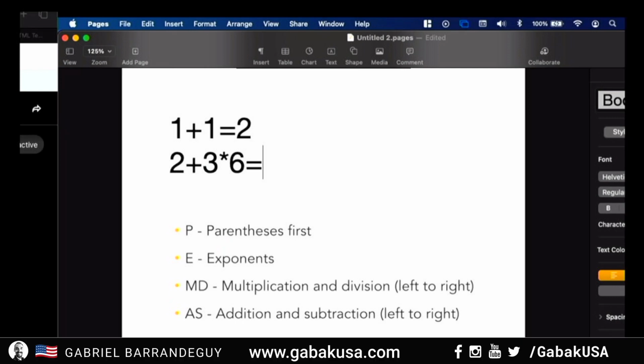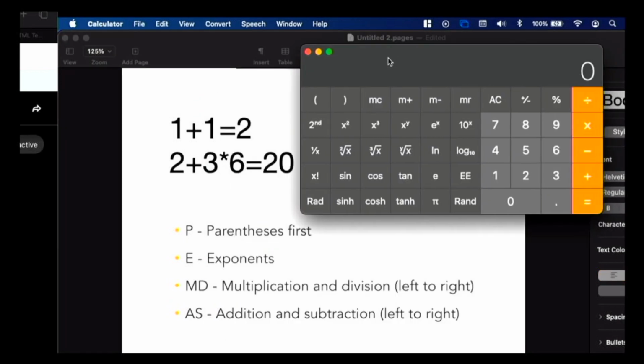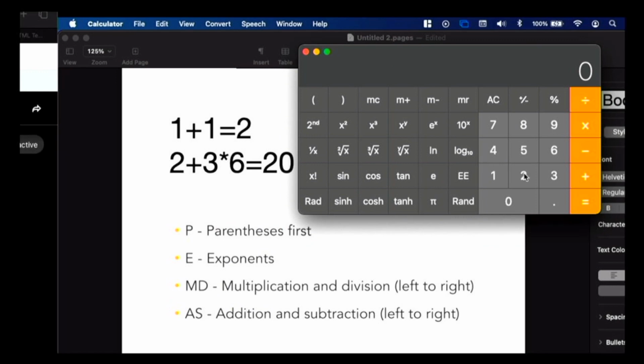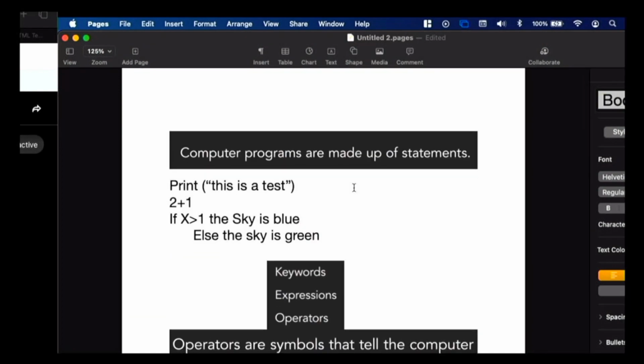I'm going to show you on the calculator on my Mac instead of my iPhone, so you can see this. We do 2 plus 3 times 6, and we have 20. If you want it to be 30, you have to use the parentheses: parenthesis 2 plus 3, parenthesis, times 6, equals, and then we have 30. That is how it works, and that is something you have to keep in mind. Otherwise, your software is not going to work the way you want, or you're going to get mixed results and not know why it's happening.